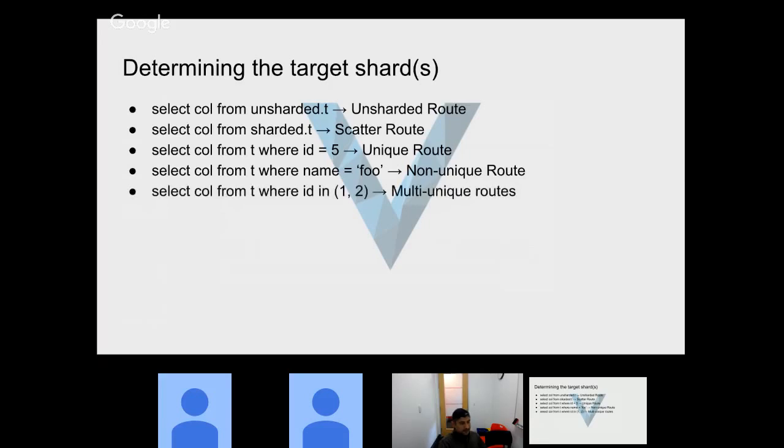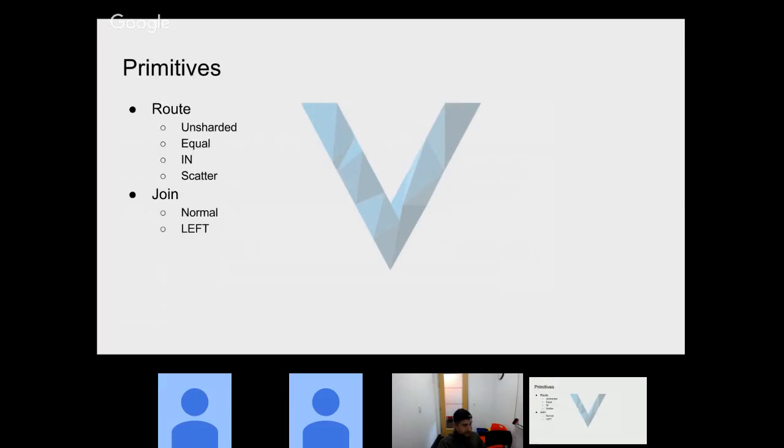We looked at an in clause and how we can actually split this query into smaller parts based on where these in clause values should go. And that's about it. If you summarize it, that is the route primitive of VTGate.